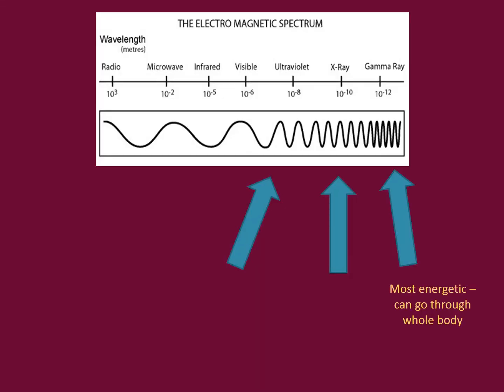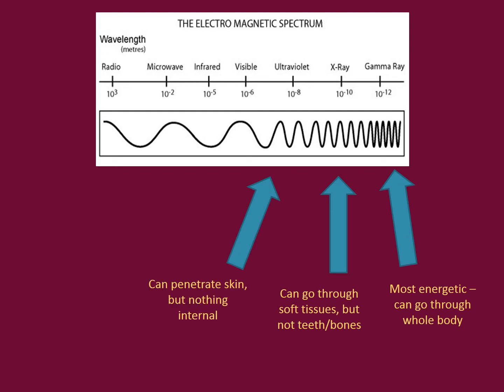So, quick review before we move on. Gamma rays are the most energetic. They go right on through our body like we don't even exist. X-rays can go through soft tissues, but not more dense things like our teeth and bones. And then UV can penetrate our skin, but nothing internal. So through the rest of these are less and less energetic.